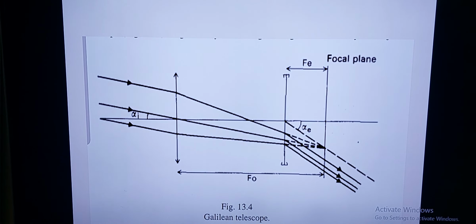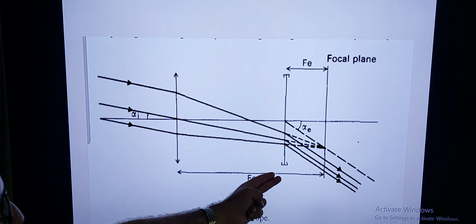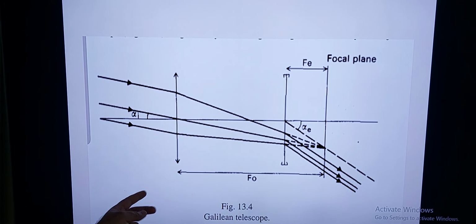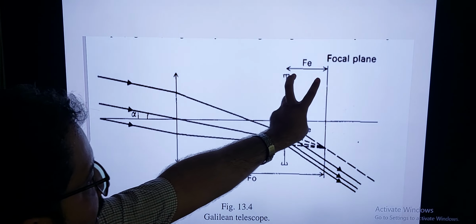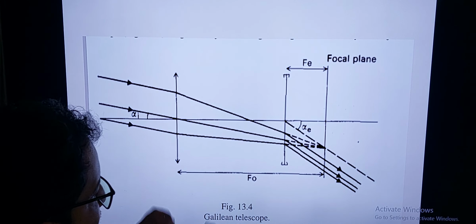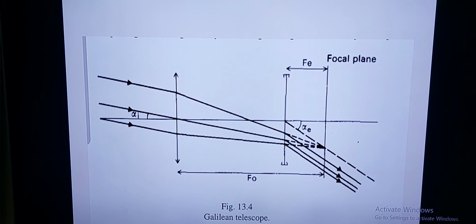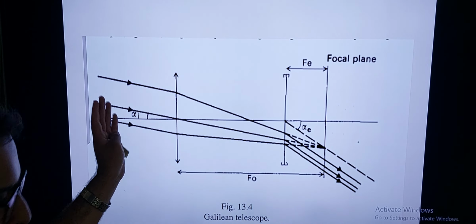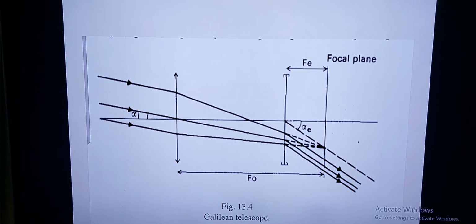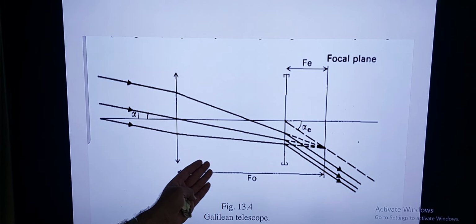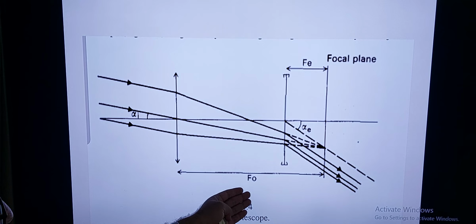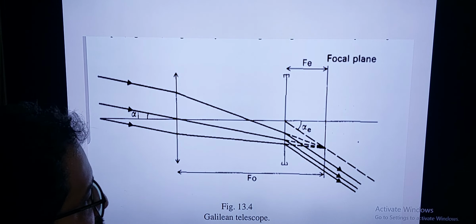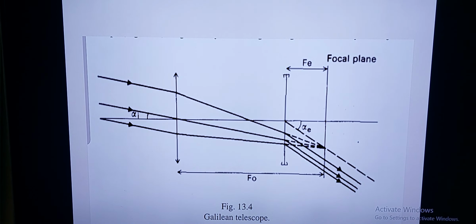As I told you earlier, the convex objective and the concave eyepiece lens are separated by the distance of the two focal lengths. This is the focal length of this eyepiece, and this is the focal length of the objective lens. To calculate the magnification, we can take the ratio of the angle of emergence over the angle of incidence, or the ratio of the focal length of the objective lens and the focal length of the eyepiece.